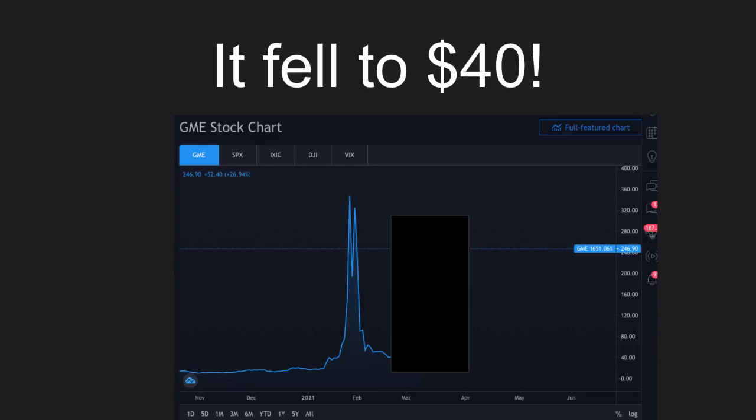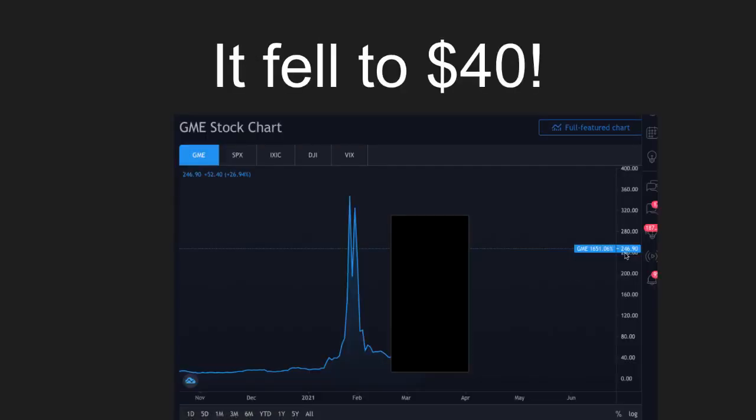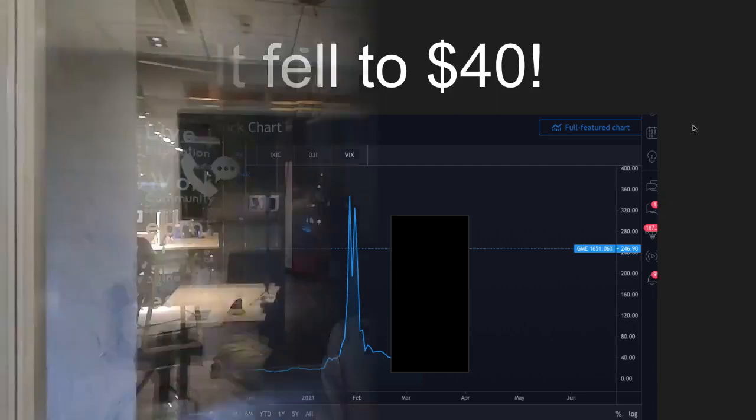And what happened on the next day? What happened on the following days is that it didn't go to $1,000. Instead, it fell all the way down to $40, okay? And if you ask me what's going on right now, the price after that bounced back again. So now it's being traded at 246, but you know what I want to explain to you, right? It doesn't really matter if it goes up or down.